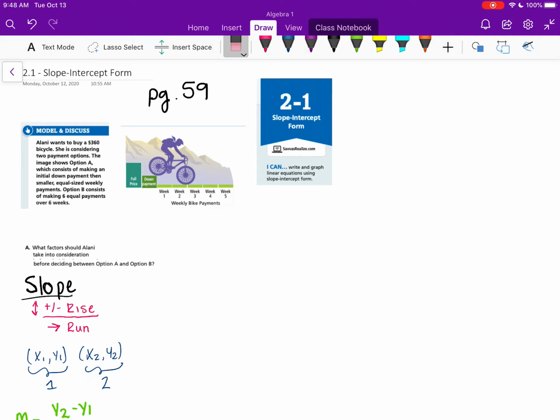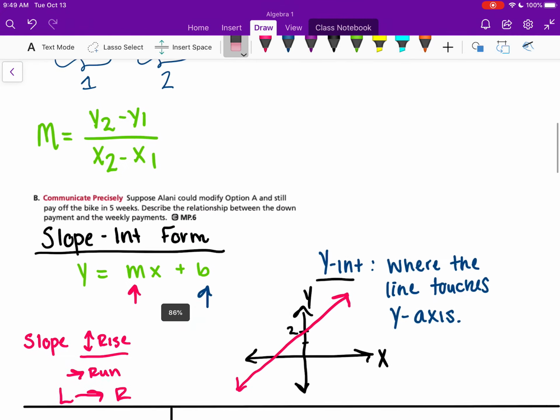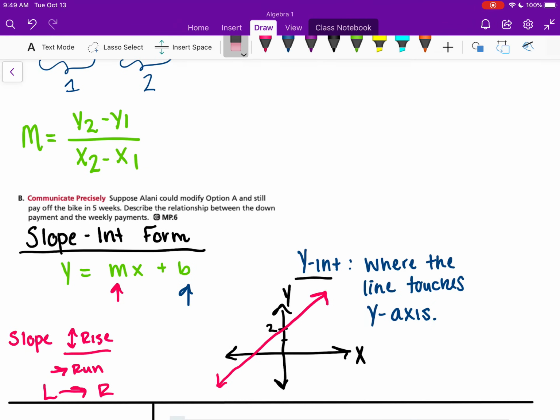This is section 2.1, Slope-Intercept Form, and now at the bottom of page 59, where we've already taken some slope notes, we're going to take some Slope-Intercept Form notes. I want you to write down what Slope-Intercept Form is, and it's just one way to write an equation of the line, specifically when we have y equals mx plus b, where m represents our slope, which is that rise over run as we move from left to right.